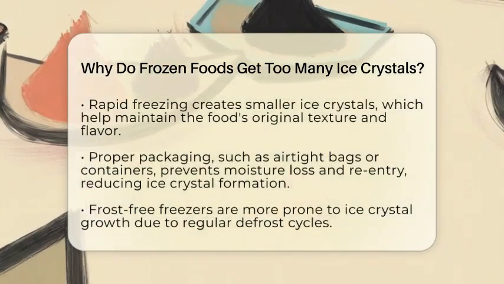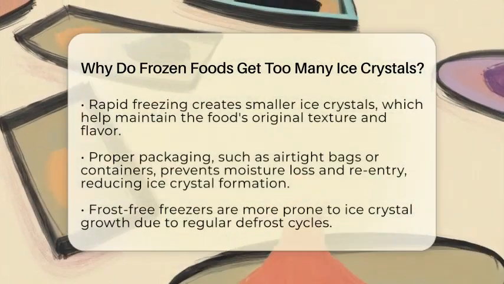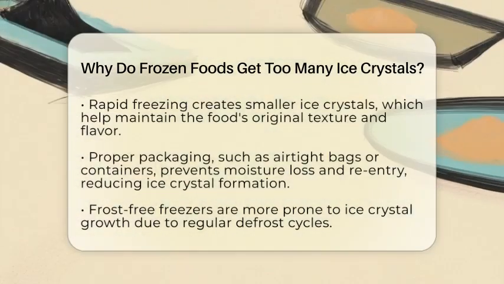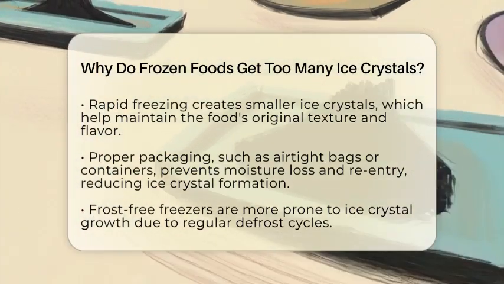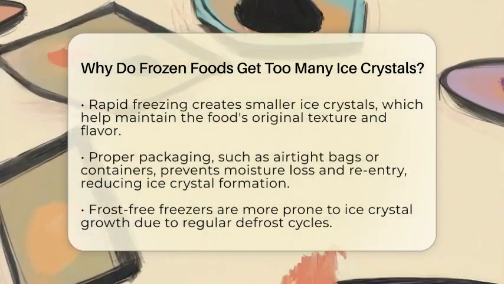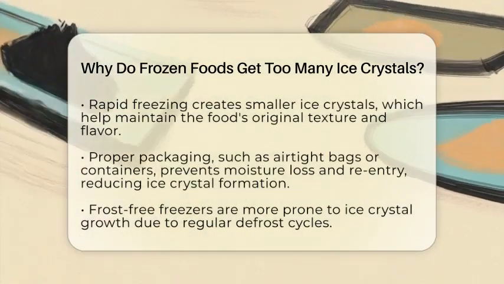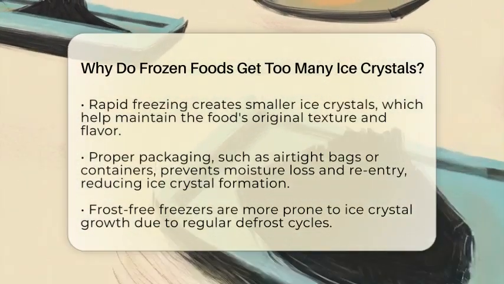One common reason for too many ice crystals is slow freezing. If your freezer is set too warm, say above 0 degrees Fahrenheit or minus 18 degrees Celsius, the food takes longer to freeze. This gives water molecules more time to move around and form larger crystals. Using a freezer with a good cold setting and keeping it at a steady temperature helps prevent this.